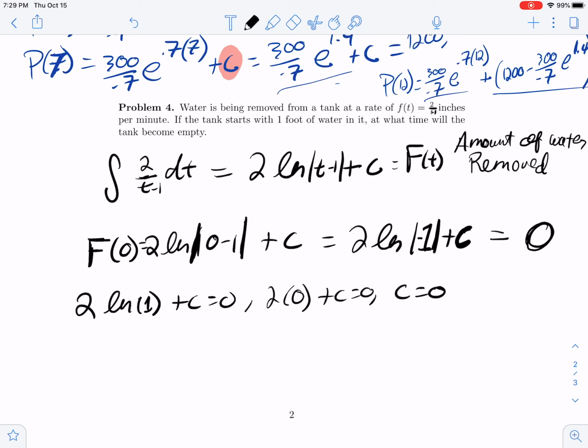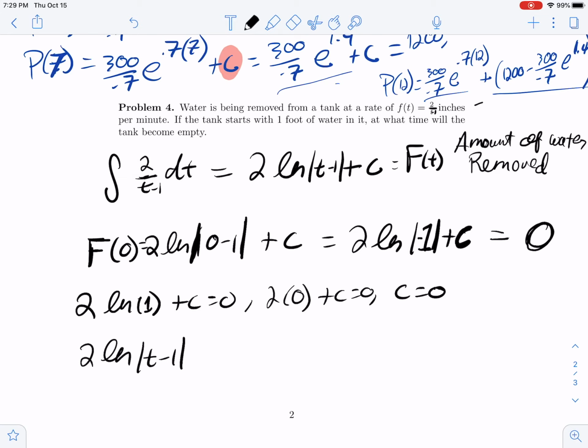Okay? So the amount of water removed from our tank is 2 ln t minus 1 plus 0. So it's 2 ln t minus 1. This is the amount of water removed from the tank. All right, the tank starts with 1 foot in it. I want to know when the tank is empty. So that means I want to know when the amount of water that is removed equals a foot, right?